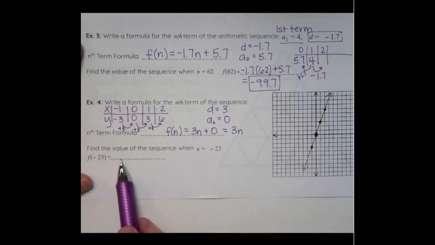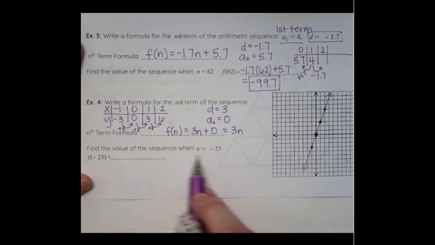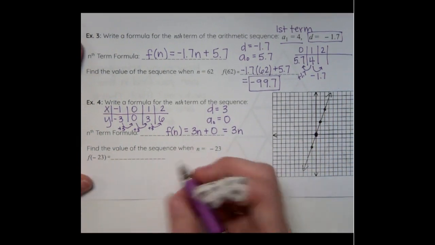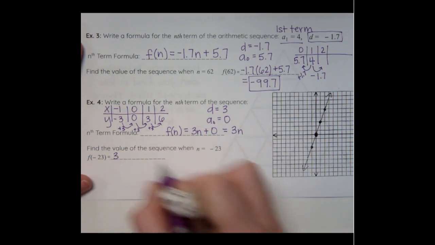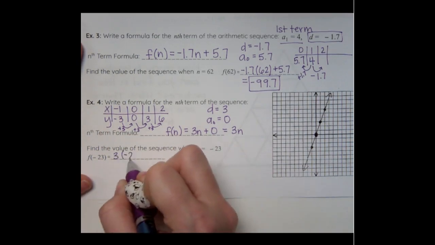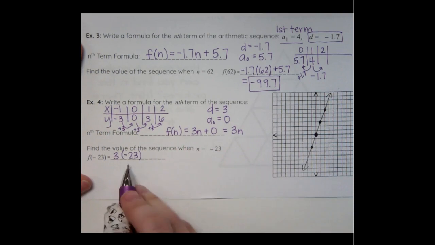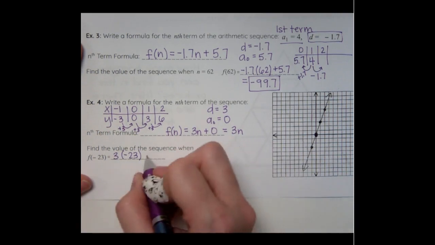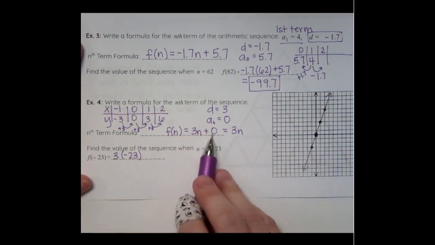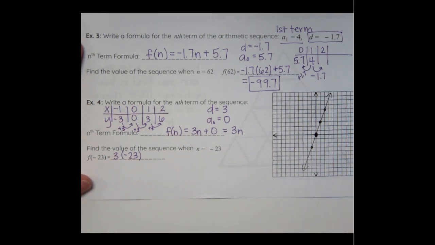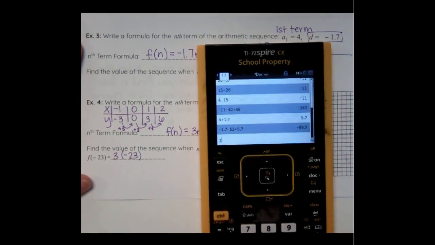Now I'm going to plug it in to find my value. So find the value of the sequence when n equals negative 23. I've got 3 times, now you need to use your parentheses here, negative 23. And then that's it, because we had plus 0. So 3 times negative 23.